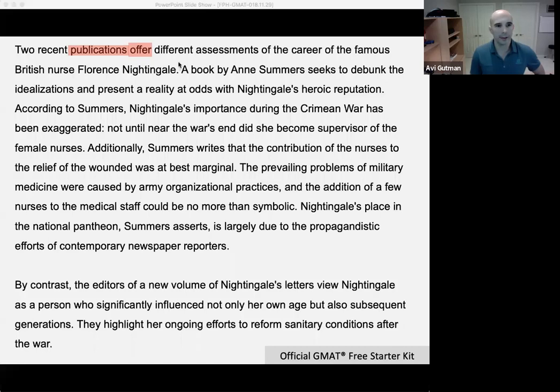So it looks like we have some agreement that a book is the subject. If you thought that Anne Summers was the subject, again, we have a preposition leading into Anne Summers, so that is not the subject. The book is the subject. And I think a lot of people are highlighting seeks as the verb. So this is what the book does.